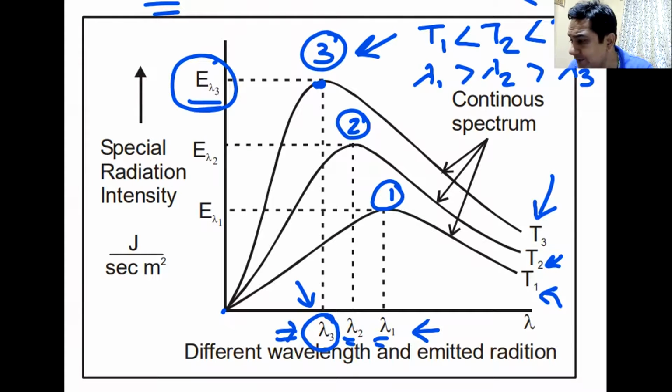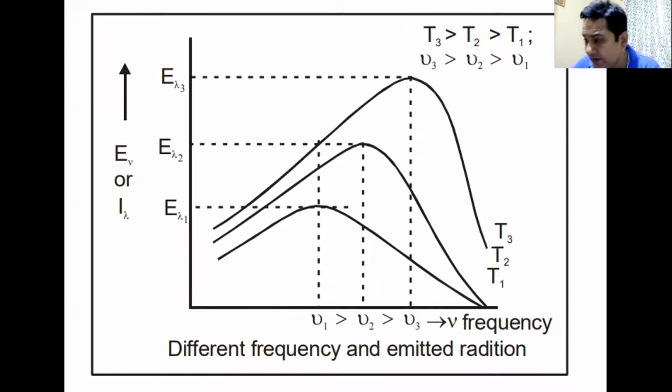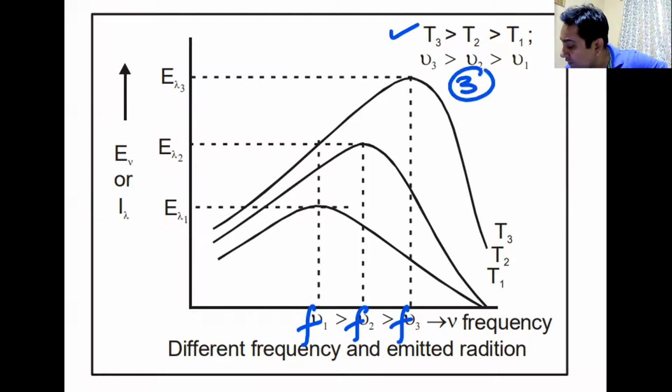Shall I move ahead? Okay, now move on to the second graph. In the second graph, if you can see, it is a similar graph, but instead of wavelength, I have drawn frequency. Frequency F1, frequency F2, and frequency F3, and now everything reverses. What do you mean by everything reverses? Still, temperature T3 is more than T2 is more than T1. So you can see graph number 3 is higher than graph number 2, which is higher than graph number 1.